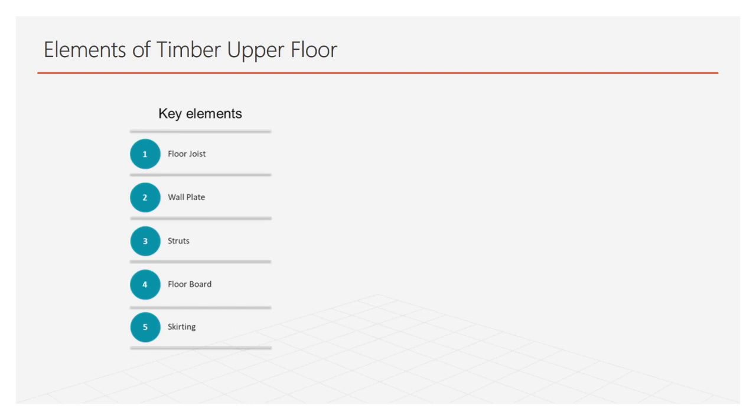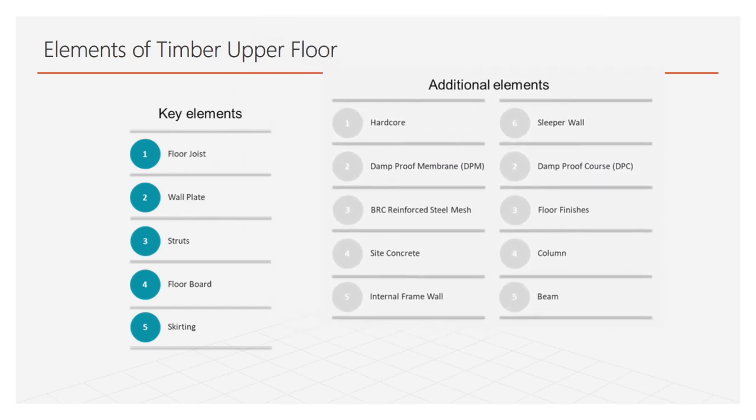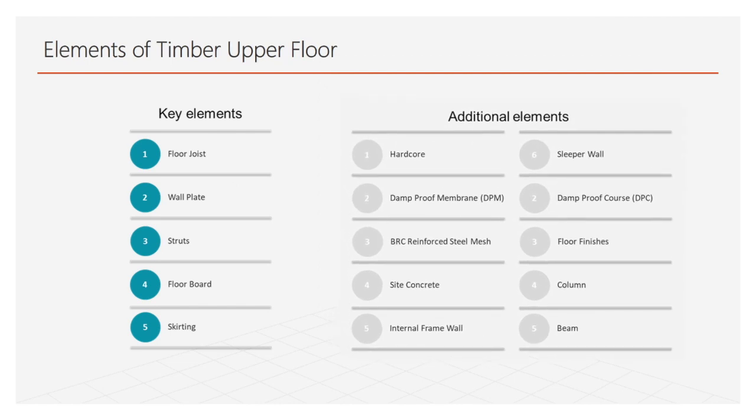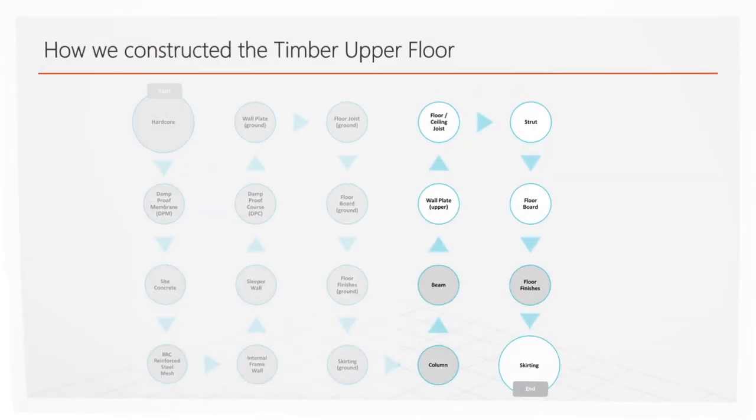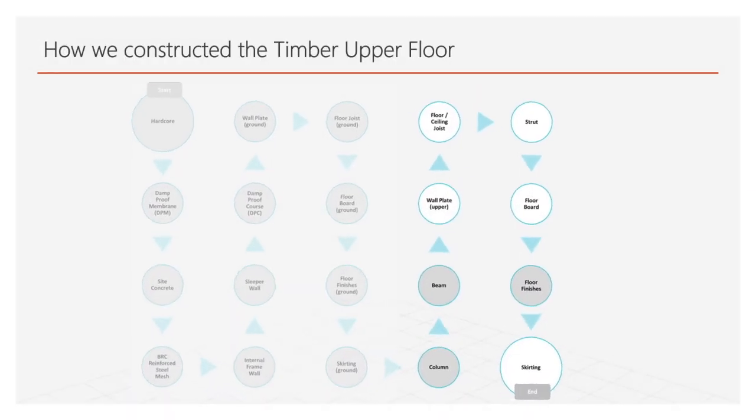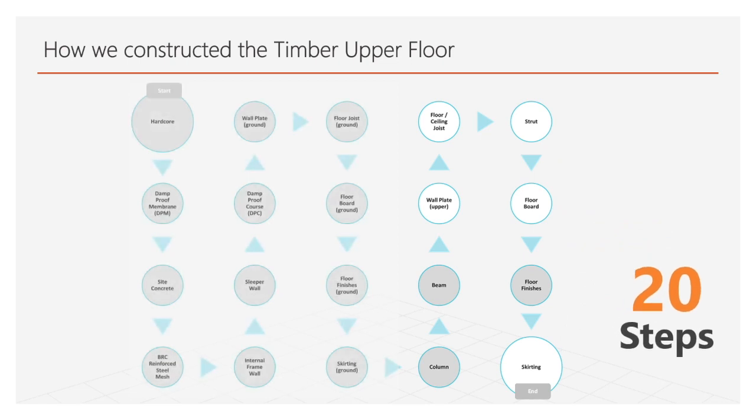In order to build the model, 10 additional elements have been added, which are hardcore, DPM, BRC, side concrete, internal frame wall, slipper wall, DPC, floor finishes, column and beam. There are 20 steps in order to build the timber upper floor model, and we can see just now we already executed 12 steps together with the suspended timber ground floor team, and we will resume by continuing another 8 steps in order to complete the whole entire model, and we will start with column.